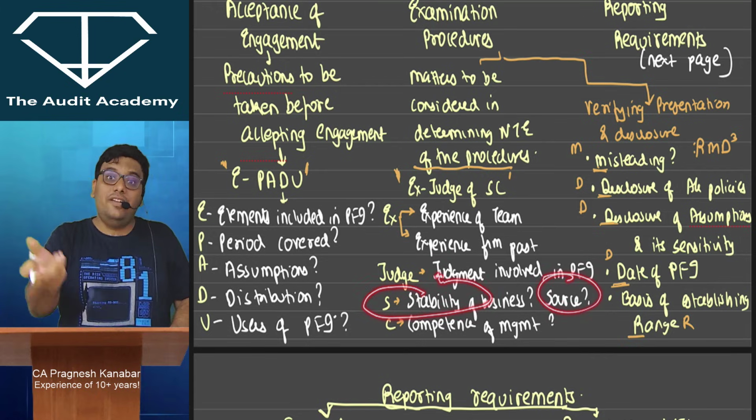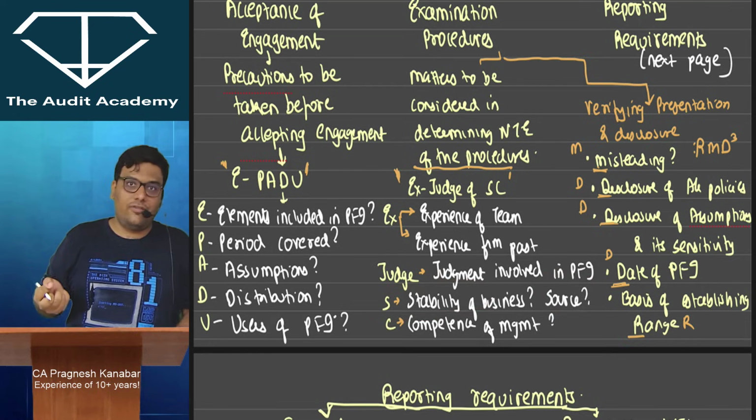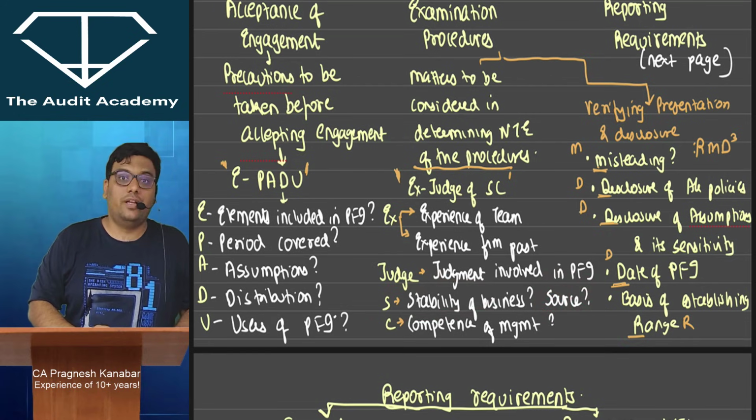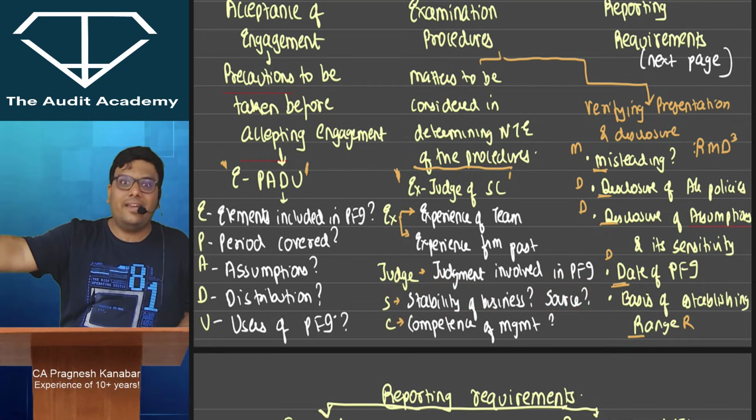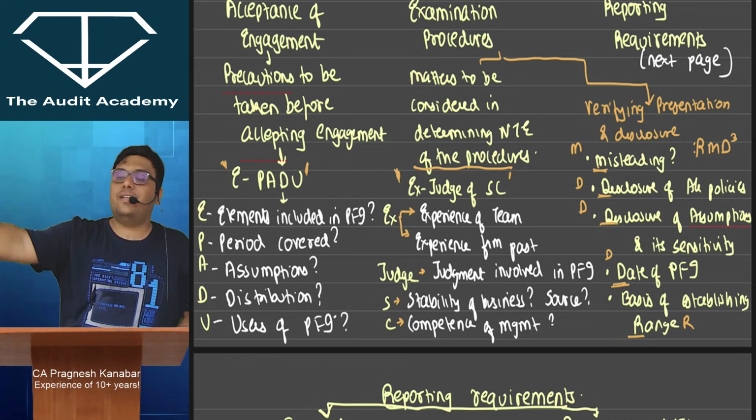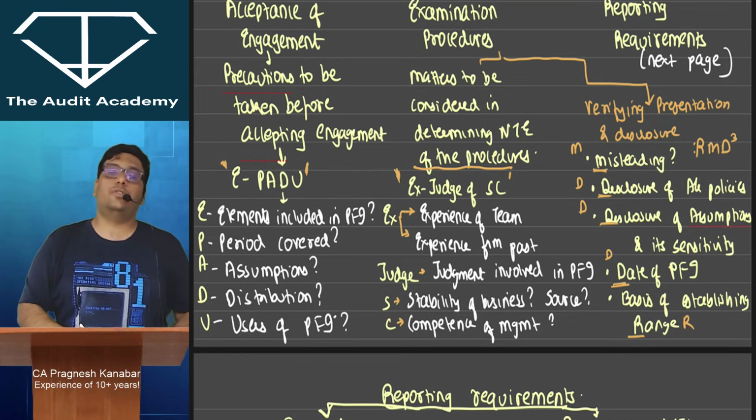Then source information kahan se le rahe log? All right, the source of information, you can write this as a separate point also. And whether management ka competence hai ki nahi hai? All right, whether management has the adequate competence and capabilities to prepare such kind of projections, forecast.